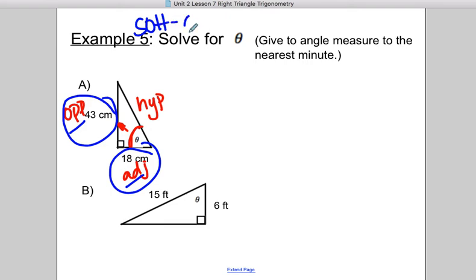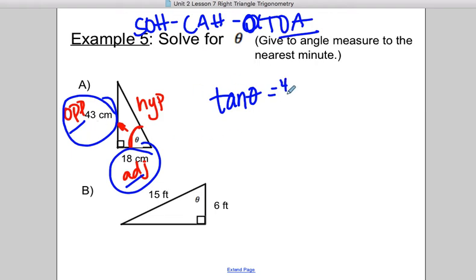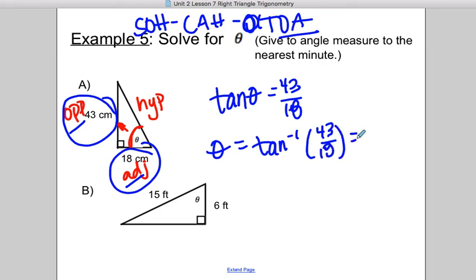So thinking back to SOHCAHTOA, who uses opposite and adjacent? Tangent. So it is tangent of theta equals 43 over 18. To solve for theta, we do tangent inverse of 43 over 18. And then when you type it in, and it says round to the nearest degree, minutes, and seconds, so I would give you a second, type it in. Convert it to degrees, minutes, and seconds, and round it accordingly. Your answer should be 67 degrees and 17 minutes. Okay.